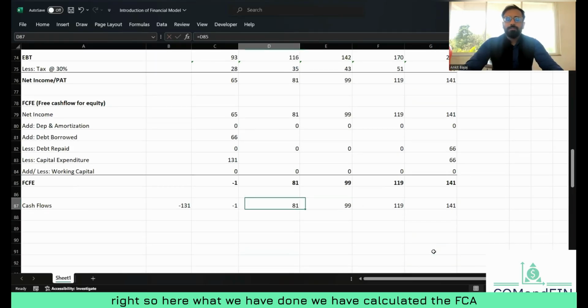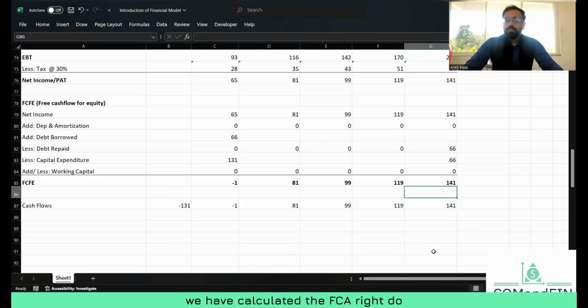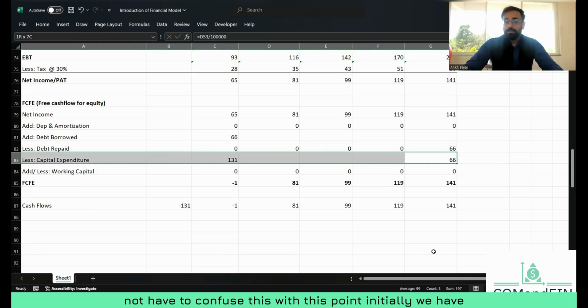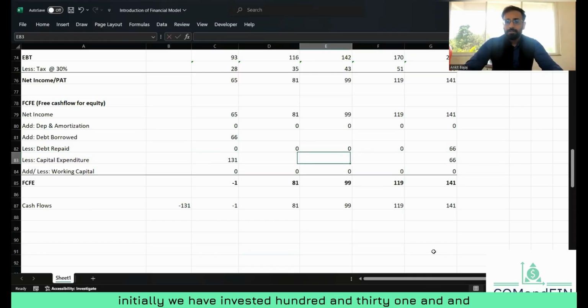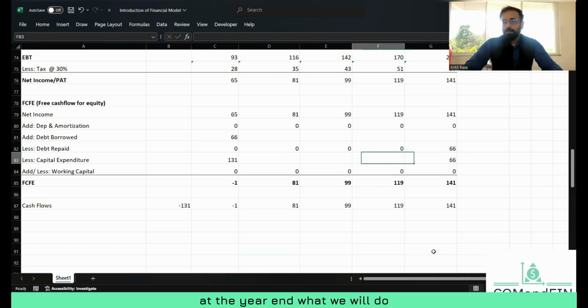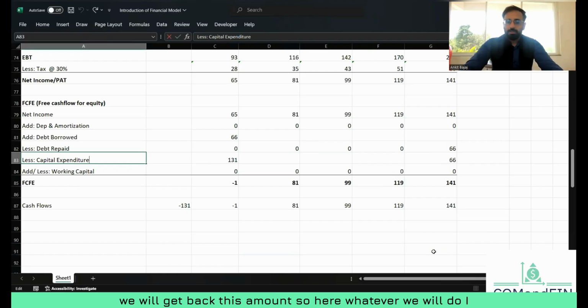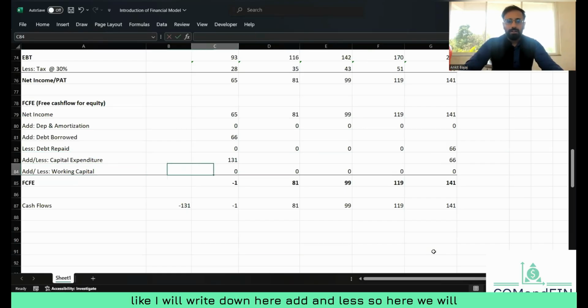So here we have calculated the FCFE. You do not have to confuse this with this point. Initially, we have invested 131, and at the year end, we will get back this amount. So here I will write down add and less. Here we will get back this money.